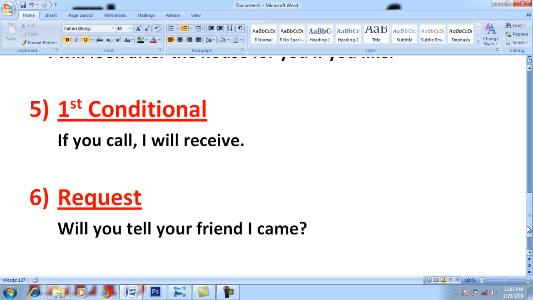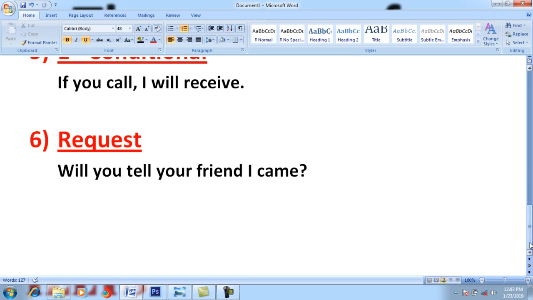Will can be used for request. For example, you visited your friend. Unfortunately your friend isn't there. Now you are going to make a request to the roommate of your friend, like this: will you tell your friend I came. So in this case you used will, and we can make an informal request with will. So whenever you want to make an informal request, simply you can start your sentence with will.